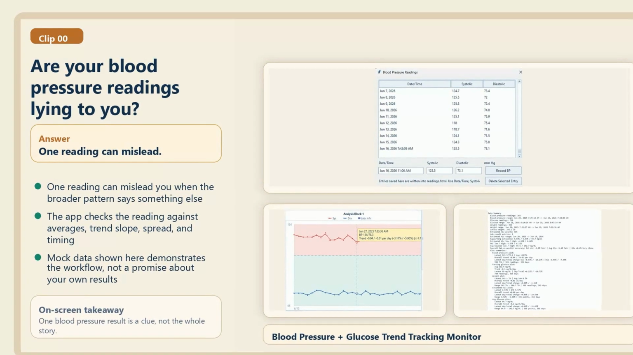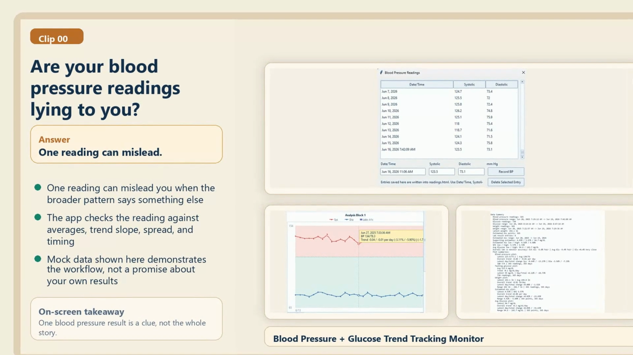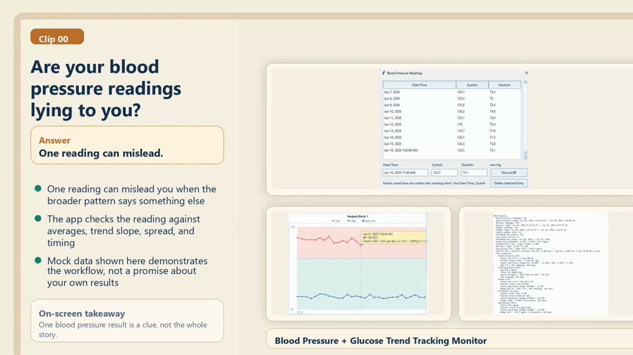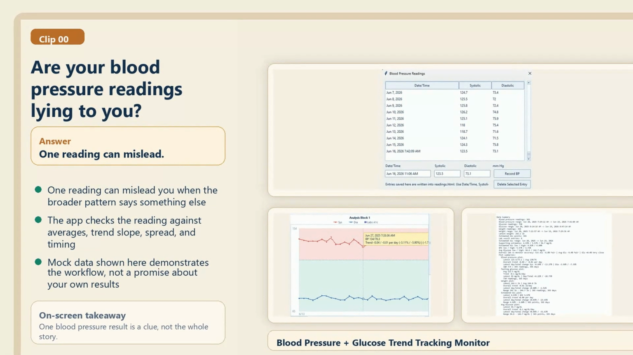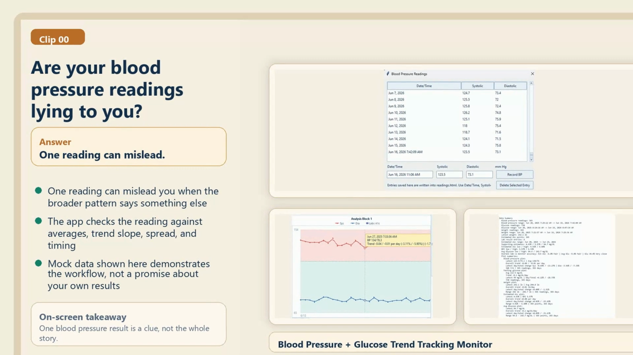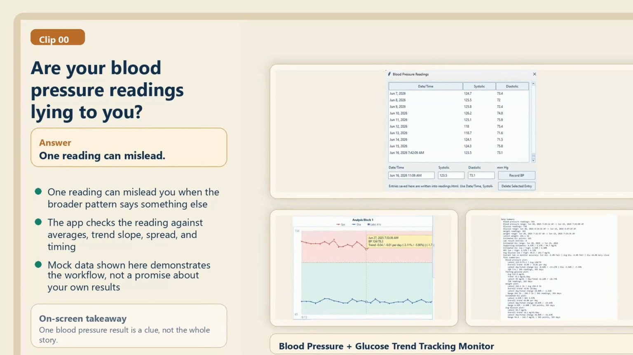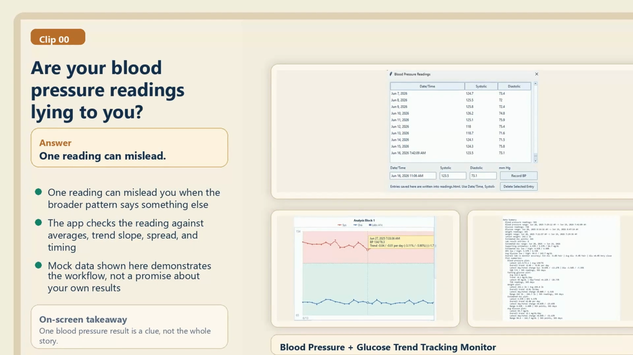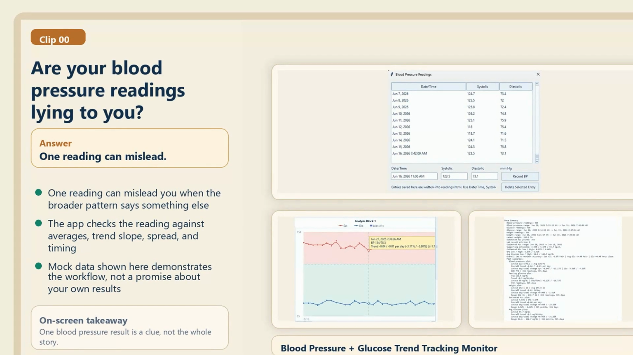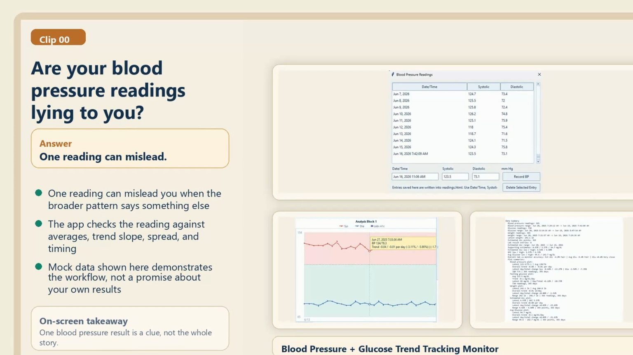The app's role is to compare the one reading against repeated entries, the plot shape, the average, the trend slope, and the date range around a treatment change. That is how it helps answer whether the reading is telling the truth about your pattern or just hijacking your attention for one moment. One blood pressure reading is not a blood pressure pattern.